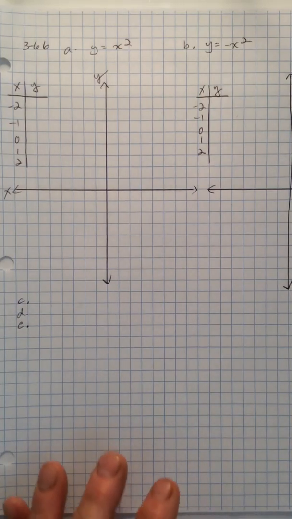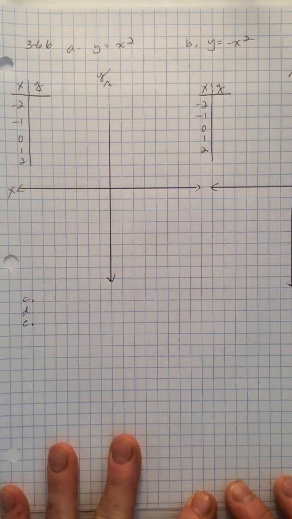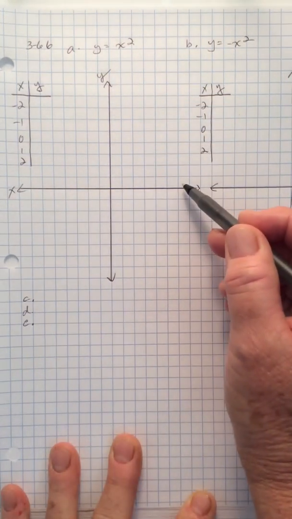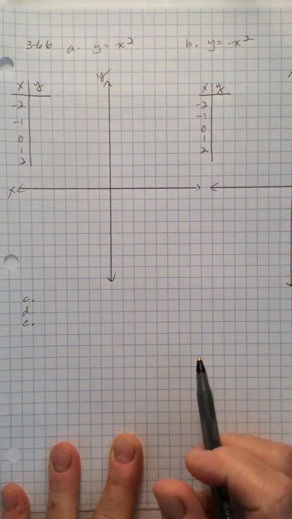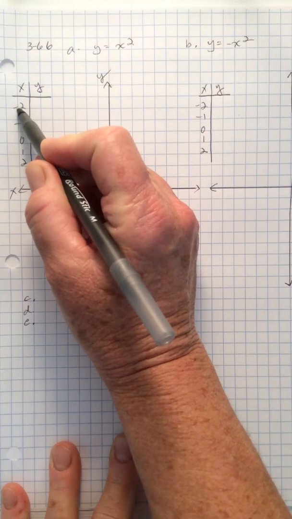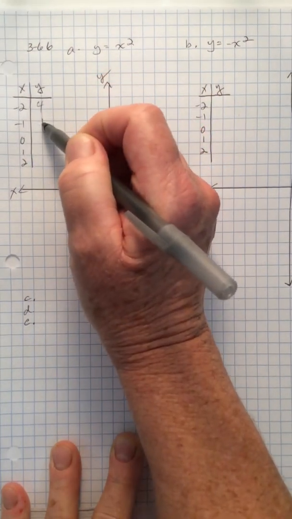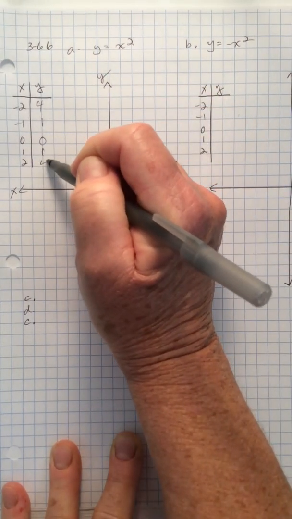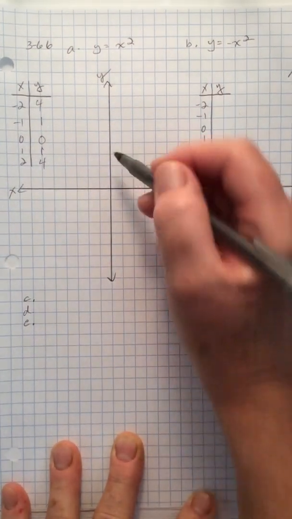3-66 asks you to graph two equations on graph paper. The first one is x squared. So I've drawn a graph for the x and y axis, and I've made a table starting with -2 and going up to +2. If I multiply -2 times -2, I get +4. -1 squared is +1. 0 times 0, 1 times 1, 2 times 2. These are the same whether you're multiplying two negatives or two positives.